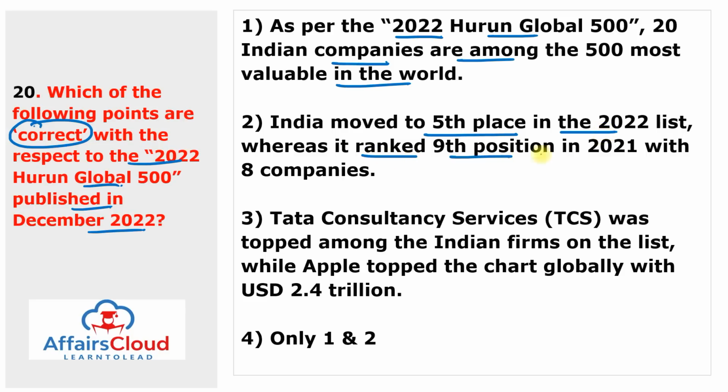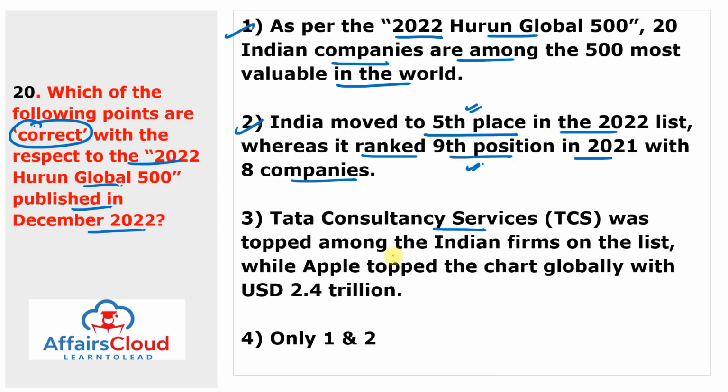Whereas it ranked 9th position in the 2021 with 8 companies. Now India's position is 5th. Earlier India's position was 9th in the 2021. So both statements are correct, like first and second statement is correct.